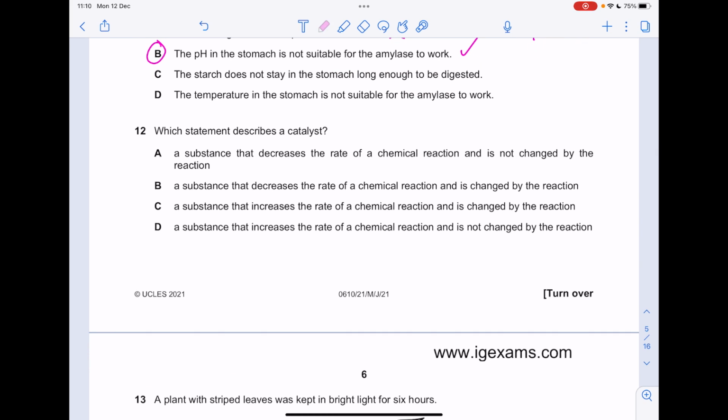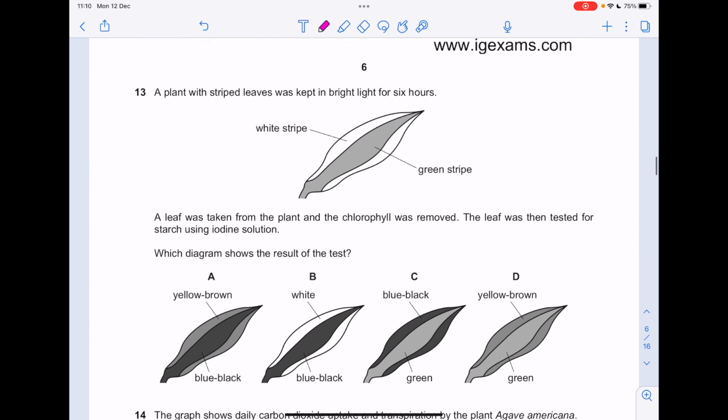Which statement describes a catalyst? Remember, a catalyst speeds up the rate of reaction without being used up. It is not chemically changed. So just make sure you read these. Look, they both say decreases, so that's not correct. C, a substance that increases the rate of a chemical reaction and is changed. No, it needs to be not changed by it. Read these questions very carefully.